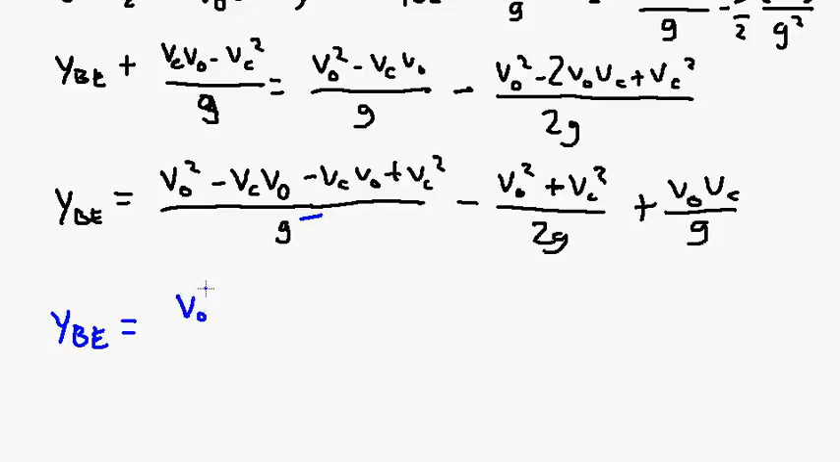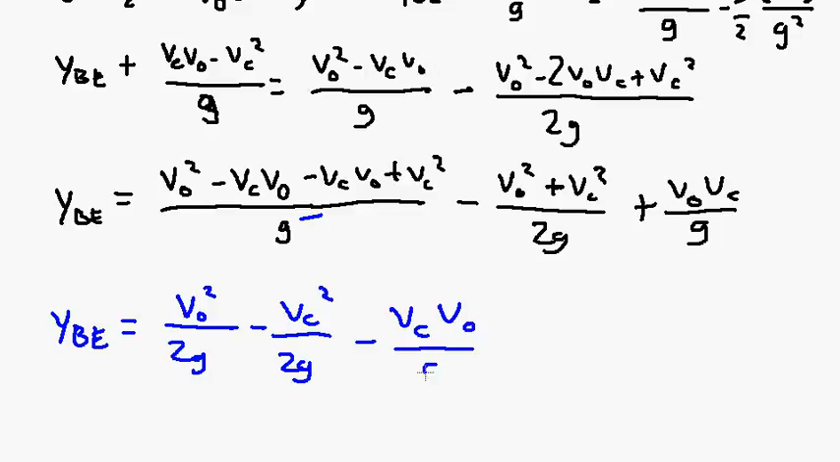So this is going to be v_0 squared over g minus v_0 squared over 2g, so v_0 squared over 2g. And then we've got v_c squared over g minus v_c squared over 2g, so minus v_c squared over 2g. And then minus 2 v_c v_0 over g plus v_c v_0 over g, so minus v_c v_0 over g. Wait, this should be a plus, my bad.